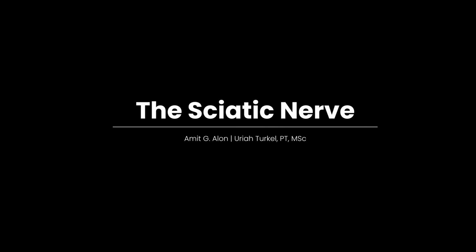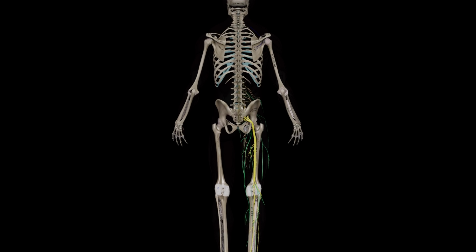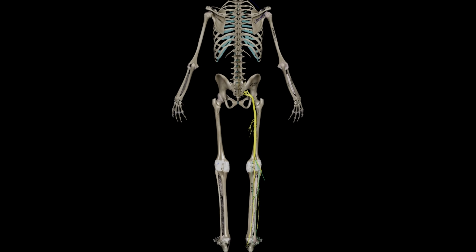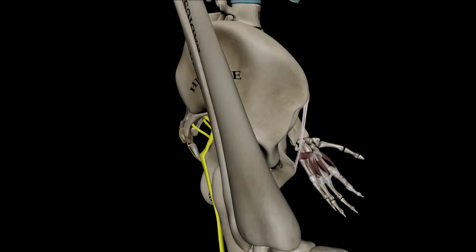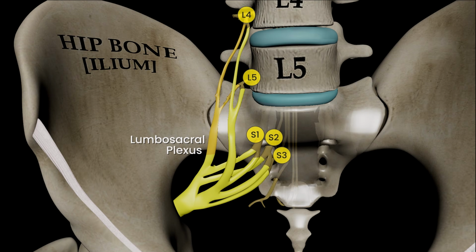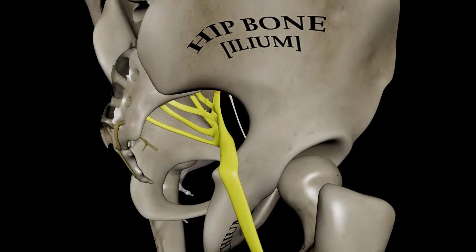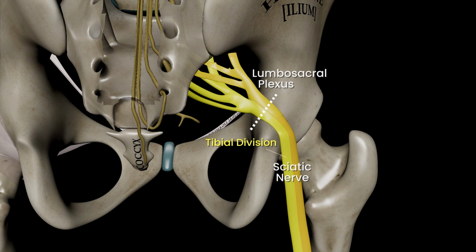The sciatic nerve. The sciatic nerve is the longest and largest nerve in the human body. It arises from the lumbosacral plexus and has root contributions from L4 to S3. It is composed of two divisions, the tibial division, which runs medially, and the common fibular or peroneal division, which runs laterally. Both are bundled together in a common sheath.